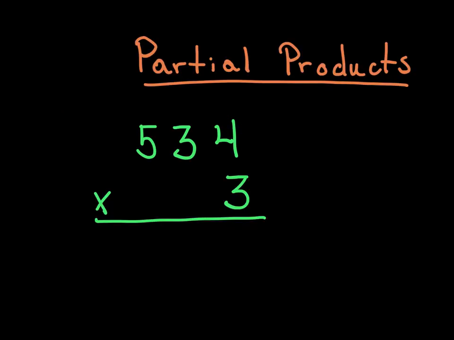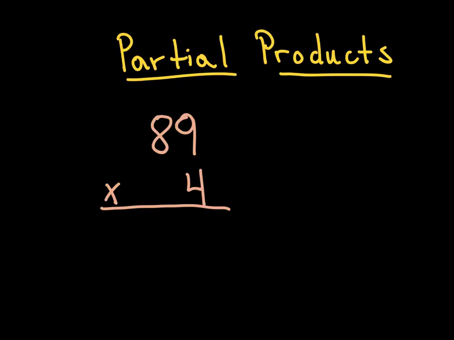Using the partial product, the vertical form method, 534 times 3. And I want to see your work tomorrow. Showing your work, bring it in tomorrow by doing the partial product method for 89 times 4. Bring in the partial products tomorrow.